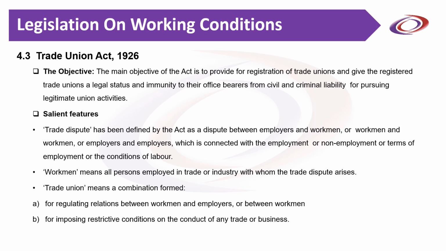Then we have the Trade Union Act of 1926. Objective is to provide for registration of trade unions and give the registered trade unions a legal status and immunity to their office bearers from the civil and criminal liability for pursuing legitimate union activity. So unions will be formed, they will be registered, and they will be given legal status. So enough power is given to the trade unions.